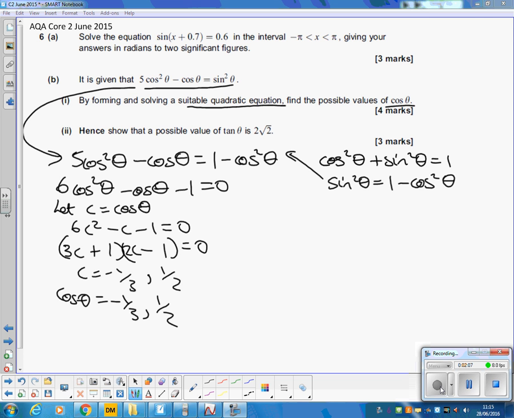At this point we stop because the question asks us just to find cos theta, which is what we found. So we don't need to solve it any further. That would just be a waste of time.